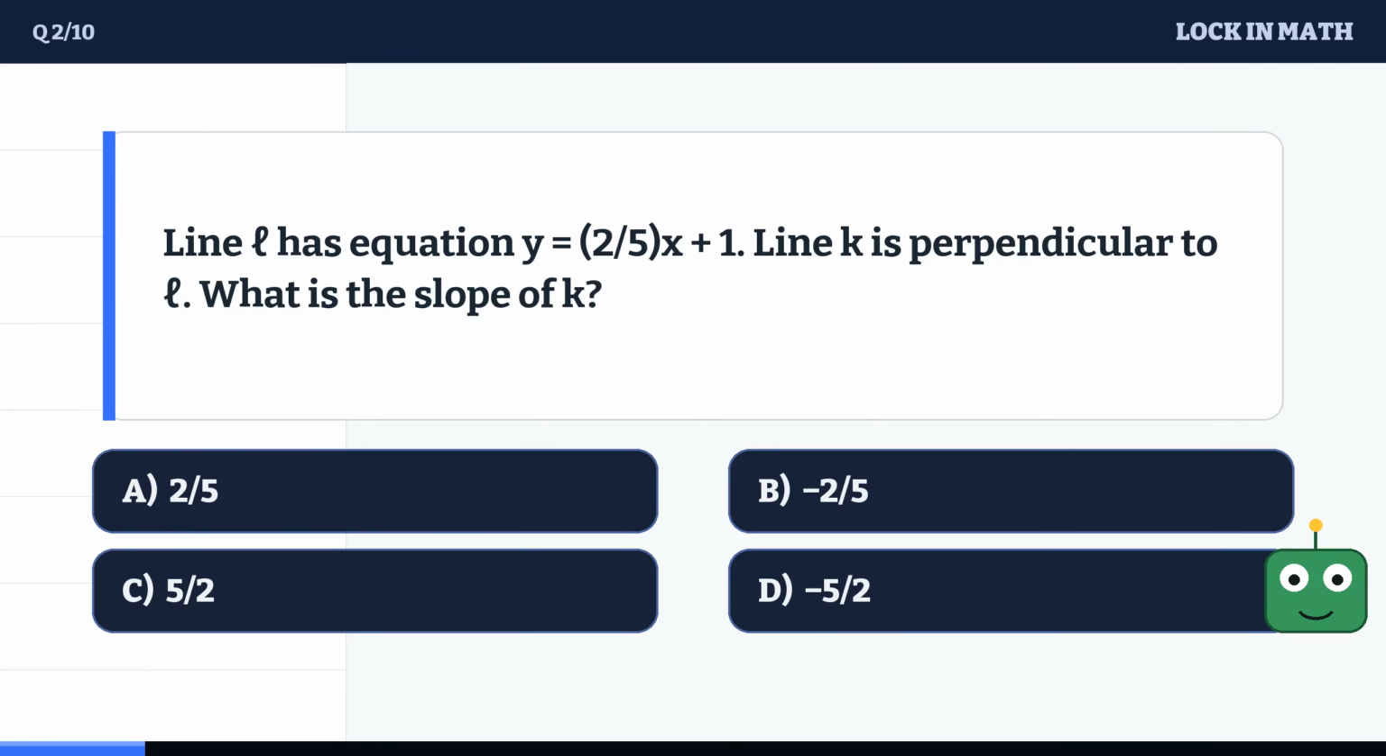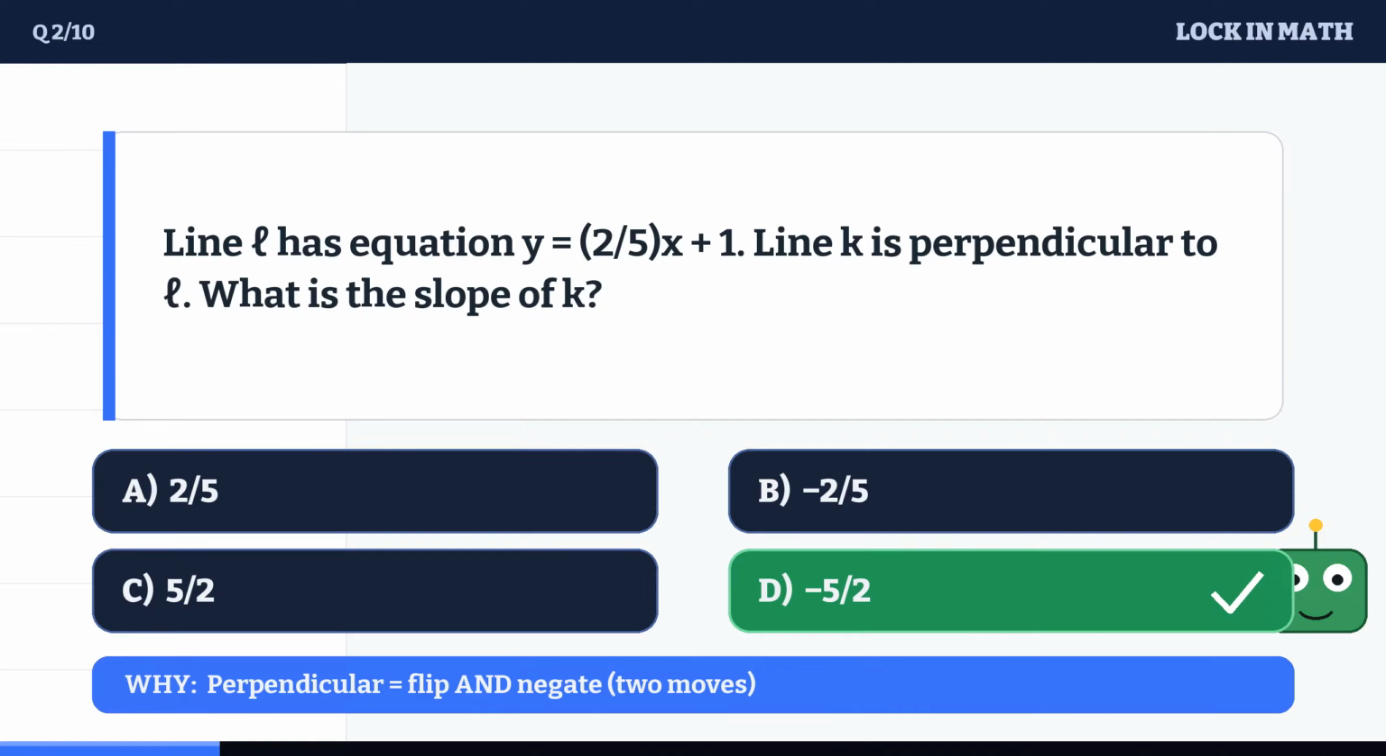Line L has slope 2/5. Line K is perpendicular to line L. What's the slope of K? -5/2. Perpendicular means flip the fraction and flip the sign. 2 moves, not 1. Most wrong answers do only half the job. They just negate it, or just flip it.